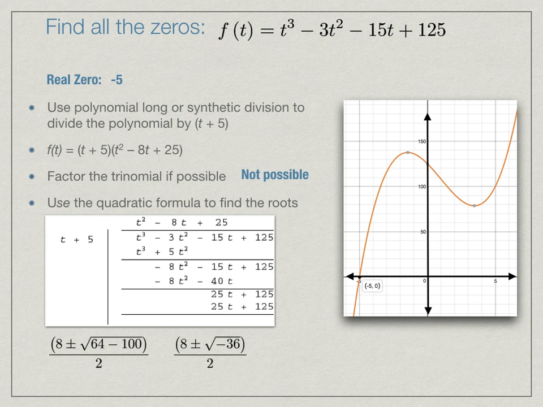We know the square root of 36 is 6, and the square root of -1 is i. We can divide each term by 2, and our 2 complex roots are 4 plus 3i and 4 minus 3i. Remember, we have another root at t equals -5. So to go back to the original problem, finding all the zeros of this polynomial function, we have 3 zeros: -5, 4 plus 3i, and 4 minus 3i.